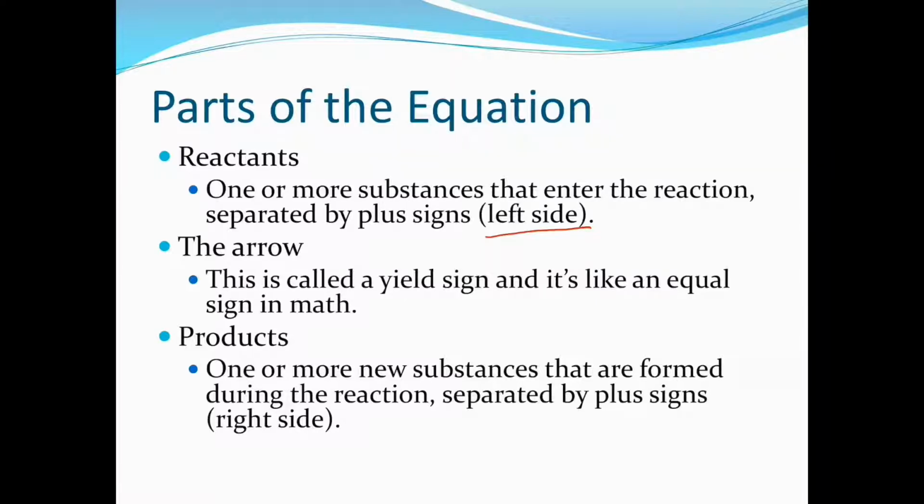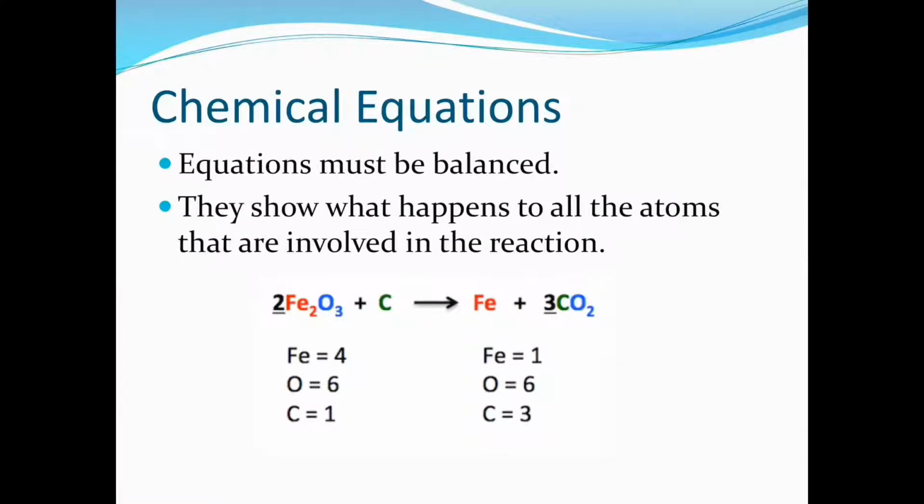And the arrow is telling you the reactants are creating the products. So another thing that we have to know is that chemical equations have to be balanced because they show what happens to all the atoms that are involved in this reaction. So basically saying we have to have the same number of each atom on both sides of the equation.